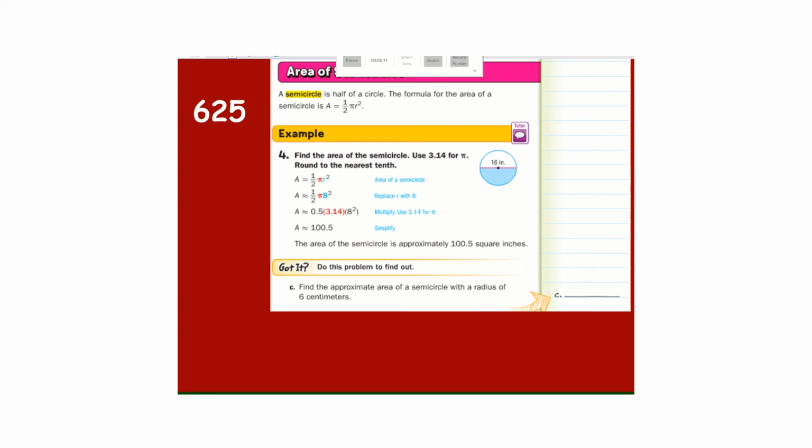Pause the video and try letter C there, and that one is also a semicircle. So just find the area of the whole circle, divide by 2 when you're done. Okay, so your radius is 6, so we need to take 6 times 6, 36, 36 times 3.14, and you get 113.04. It's a semicircle, so we need half of that. So we're going to divide by 2. We have 56.52. That one doesn't tell us to round, so you don't need to round. So 56.52 square centimeters.